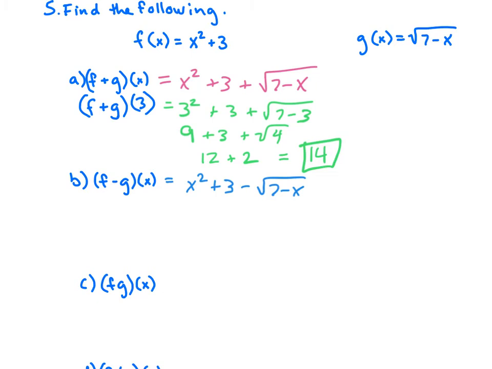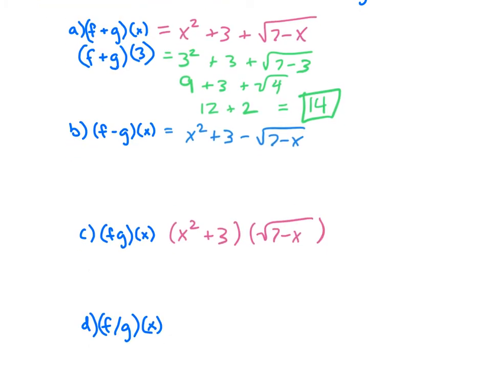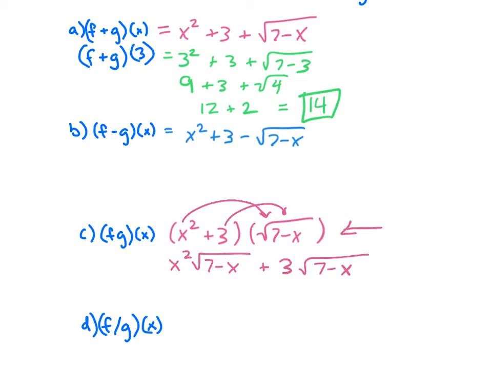Multiplying, we have x squared plus 3 times the square root of 7 minus x. We could just leave it like this, or we can multiply the x squared times our square root and the 3 times the square root, so we would just get x squared times the square root of 7 minus x plus 3 times the square root of 7 minus x. I would take this as a right answer, but in case it's multiple choice and you see this, just know that all they did was multiply them out.